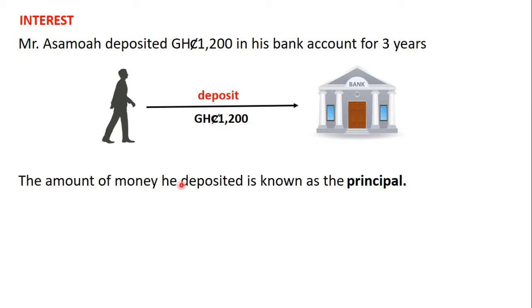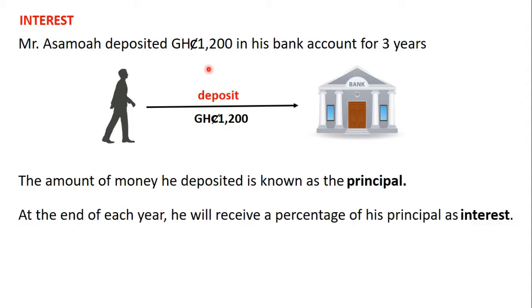The amount of money he deposited in his account is known as the principal. So in this case, 1,200 Ghana cedis is known as the principal. Because Mr. Asamoah has given his money to the bank for a period of 3 years, at the end of each year, the bank will give Mr. Asamoah a percentage of the amount that he deposited in addition to the amount that is already in his account. Now, this extra money that the bank will give to Mr. Asamoah is known as interest.